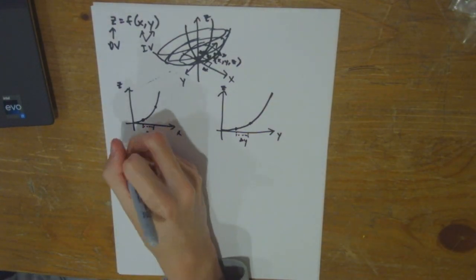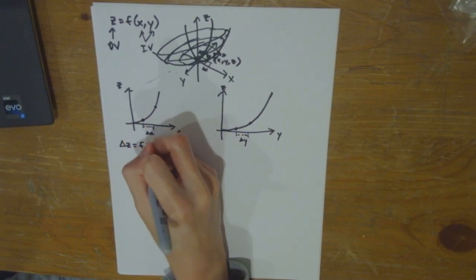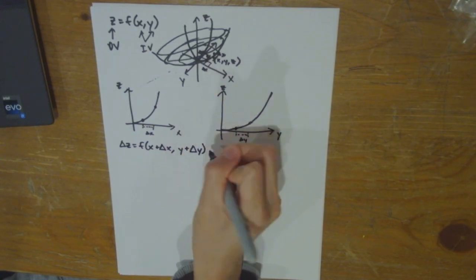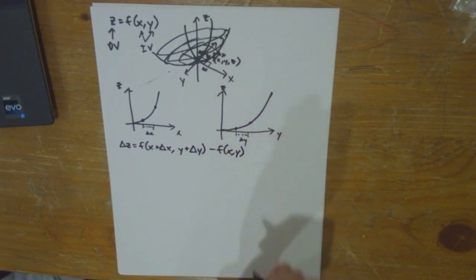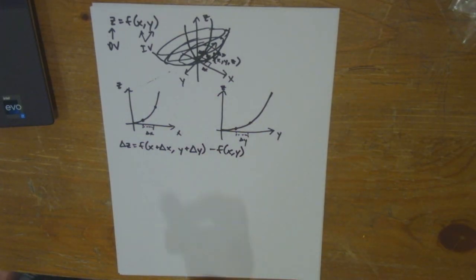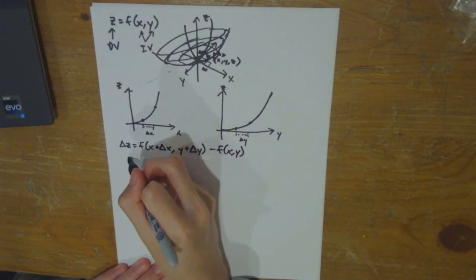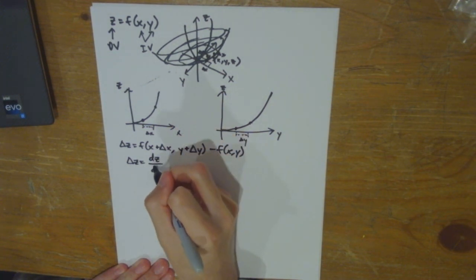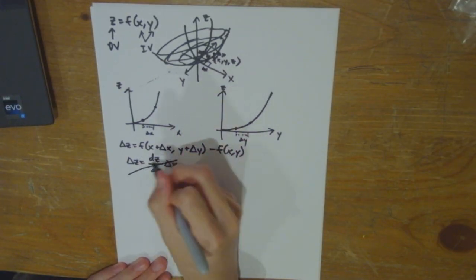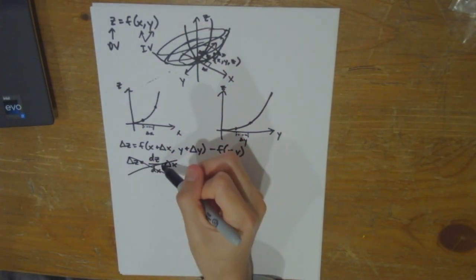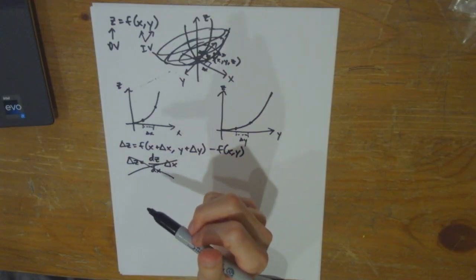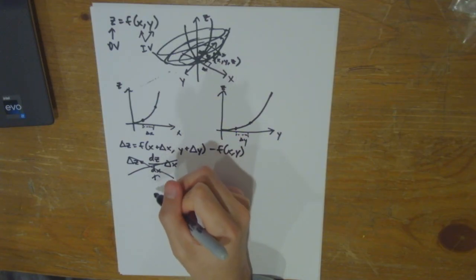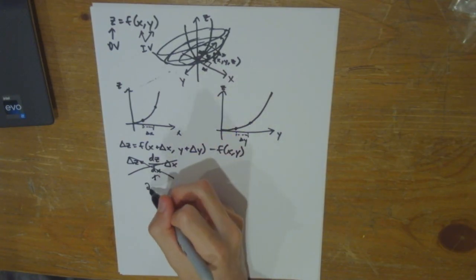can we still say that delta z, which equals f of x plus delta x, y plus delta y, minus f of x and y, can we still say that delta z equals, for example, dz over dx times delta x? No, of course not. Because in multivariable calculus, you can't take just the derivative with respect to one of the variables. You have to take the partial derivative.